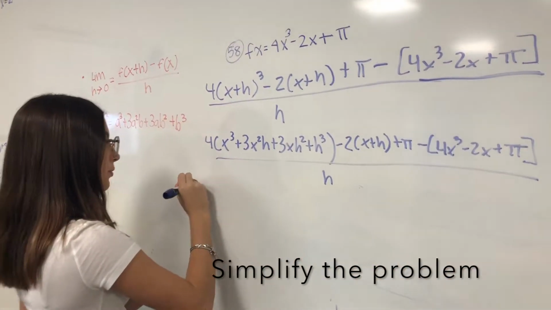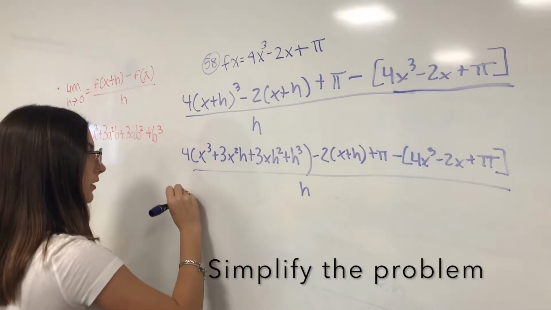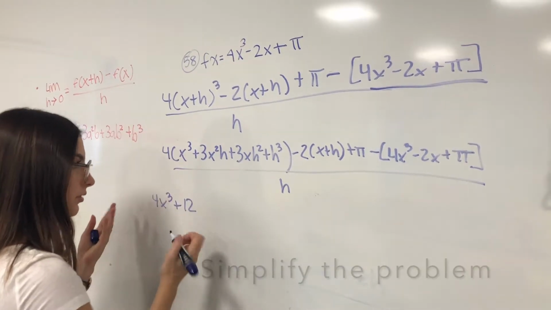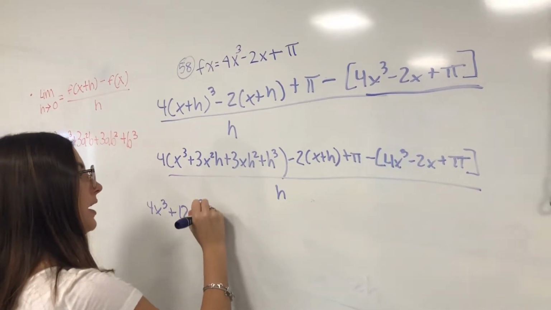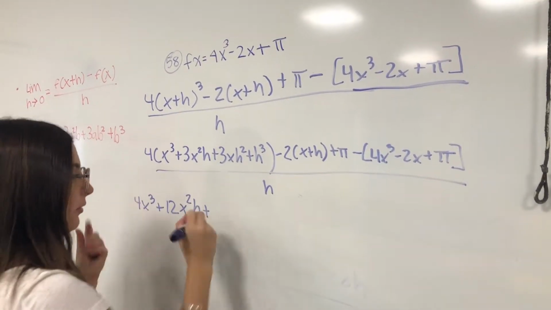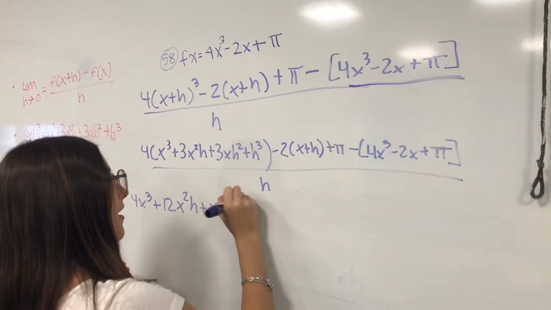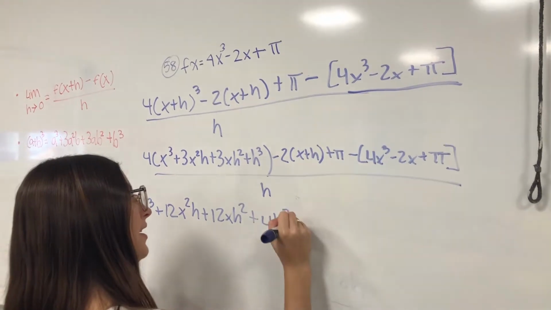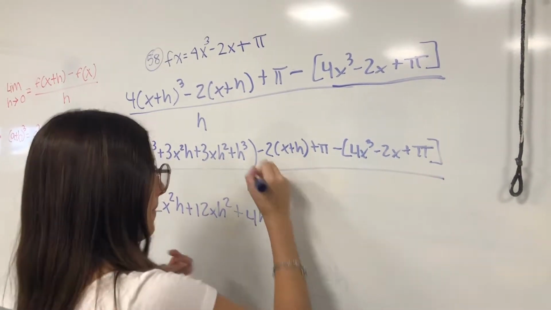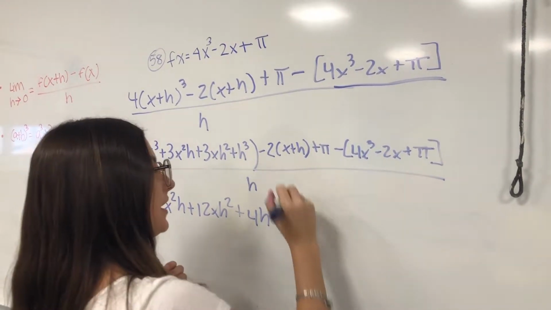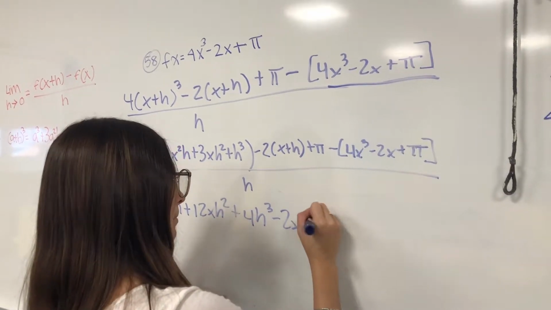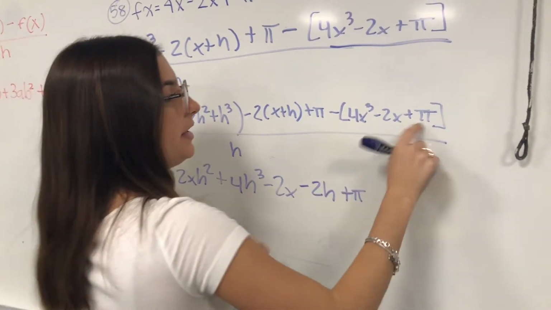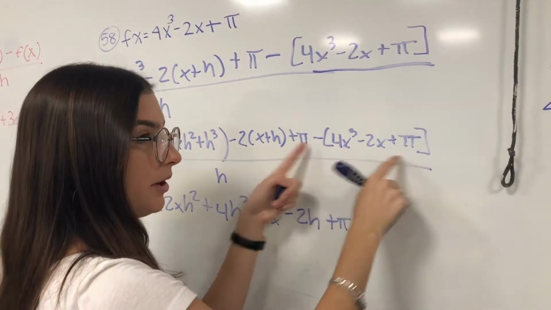Okay, so it starts with 4x to the third plus 12, because 4 times 3 equals 12, x squared h plus 4 times 3 equals 12, x h squared, plus 4 times 1 equals 4, h cubed, minus 2 times x equals minus 2x, the same with the h, minus 2h, plus pi, and then this, the negative affects every one of those.